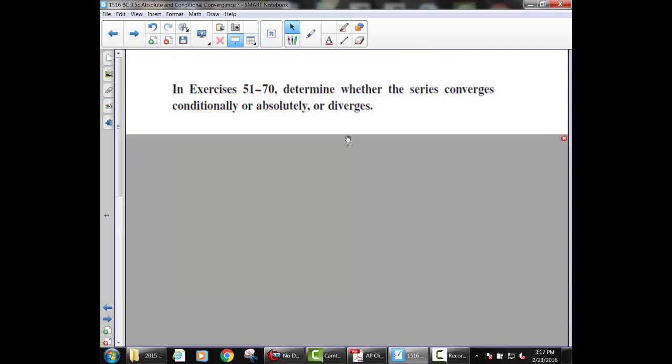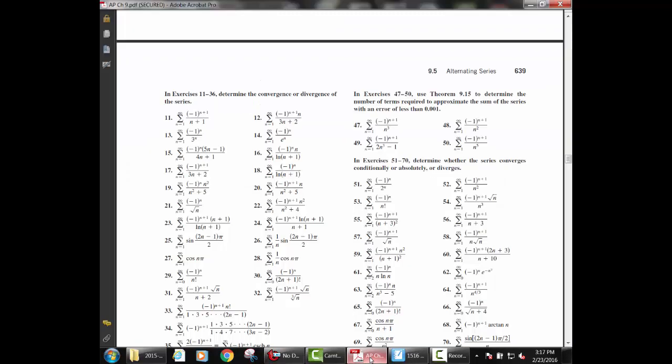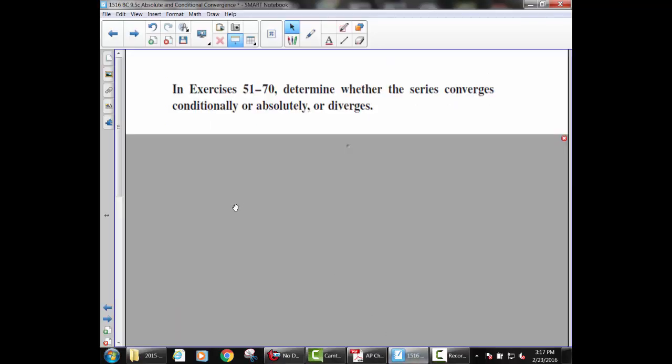Okay, in exercises 51 through 70, let's have a look at that. It says determine whether the series converges conditionally or absolutely or diverges. So there are three possible answers. One is the series diverges, the other is that the series converges absolutely, and the third option is the series converges conditionally. But it's one of the three.